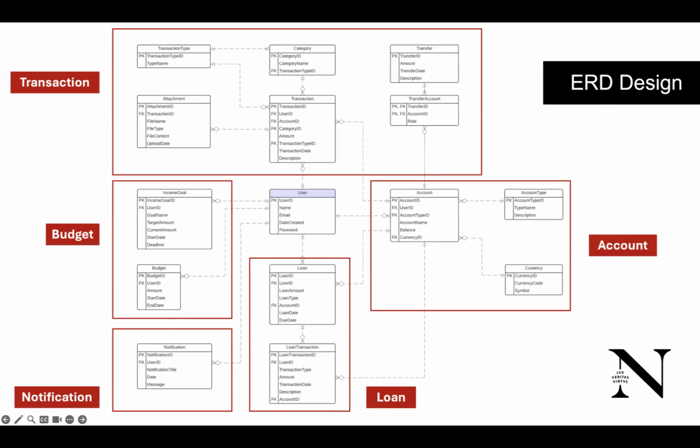Our database is built following third normal form principles. Here's our entity relationship diagram showing how those modules connect. Foreign key constraints define relationships between key modules like users, accounts, budgets, transactions, and loans. We've also added features like notifications and file attachments to enhance functionality. This design makes MoneyMate reliable and ready to grow. And next, let's take a look at the technology behind MoneyMate.